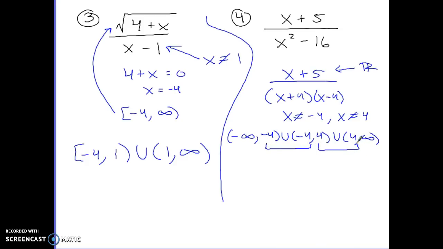Everything else is okay. If I plug in anything in between, if I plug in -1000, I'm good. If I plug in +150, I'm good. If I plug in 0, that's in between here, I'm good. The only numbers that don't work are these 2.